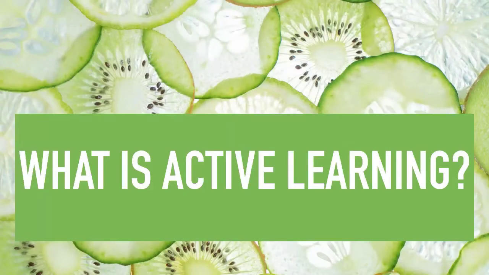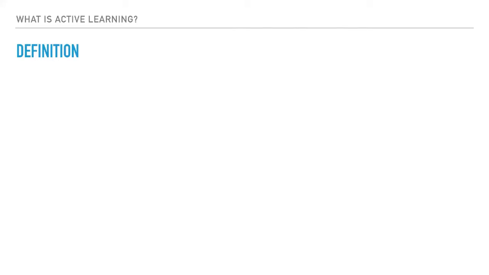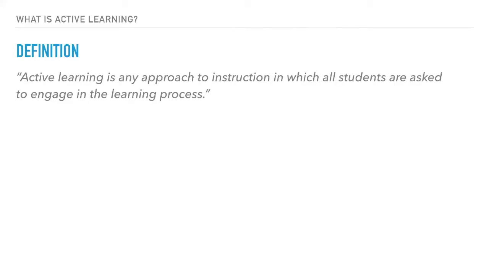So what is active learning? Definition: active learning is any approach to instruction in which all students are asked to engage in the learning process. The biggest thing here is that students are actively engaged in their own learning. They actually have to be doing something with it. This is in contrast to passive learning, where they're just listening and being lectured to. Active learning has them being part of the process.